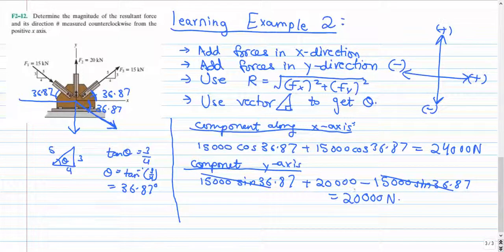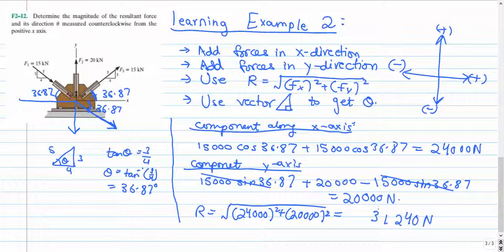Now that we have the sum of all the components in the x and the y directions, we can use the resultant formula to find the magnitude of the resultant force, and that would be equal to the square root of 24,000 whole squared plus 20,000 whole squared, and that would give us 31240 newtons. So this was a simple procedure to find the magnitude of the resultant force. Now all we need to do is find the angle theta.